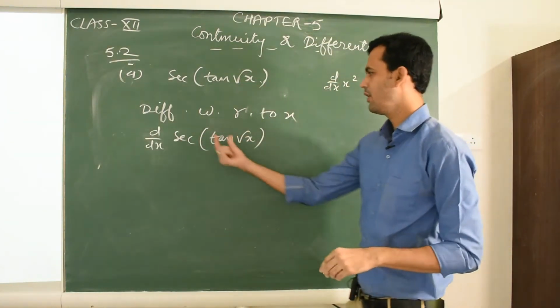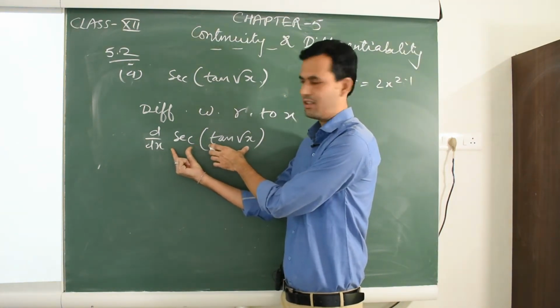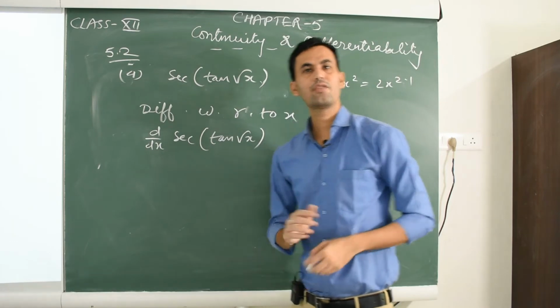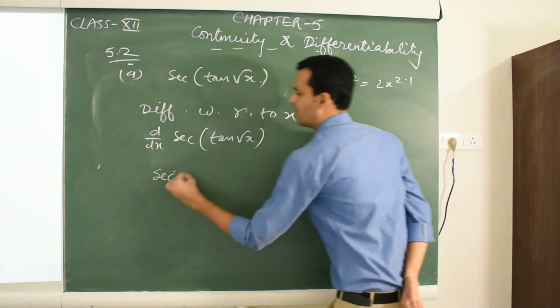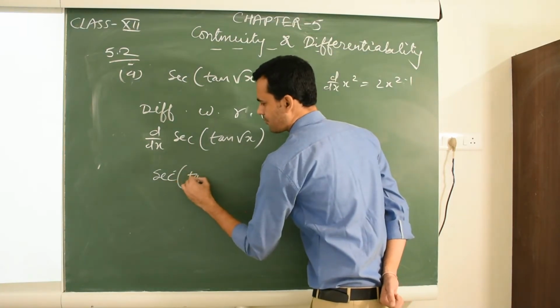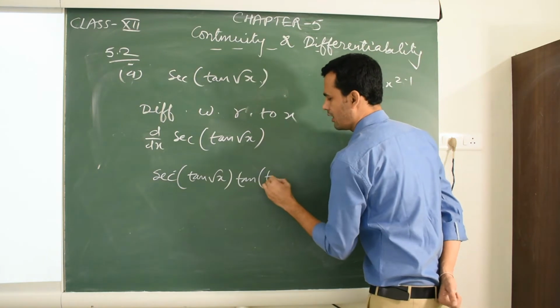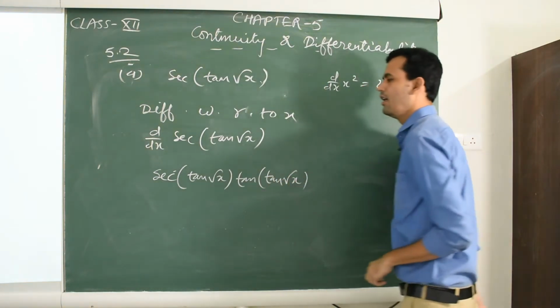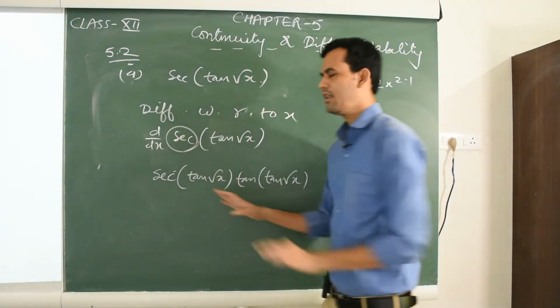So first, differentiation of sec: if we take this term as x, so sec x, differentiation of sec x is sec x tan x. So differentiation of sec(tan √x) is sec(tan √x) tan(tan √x). At the place of x we write tan √x. So differentiation of sec is complete.